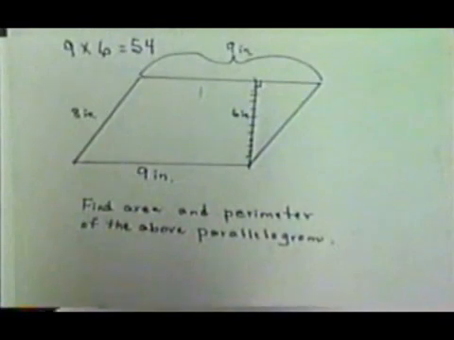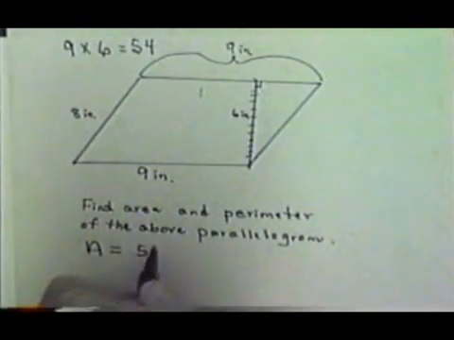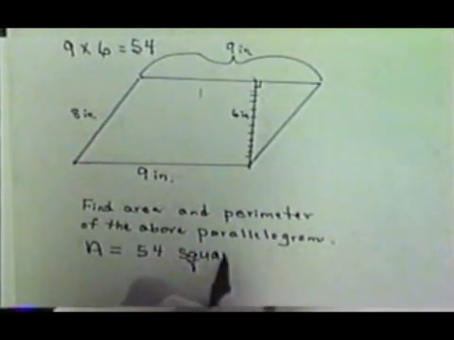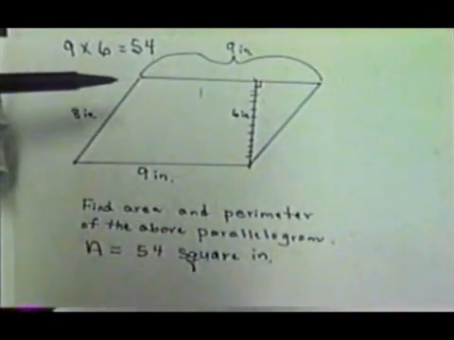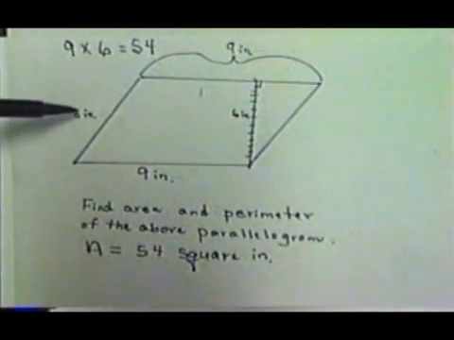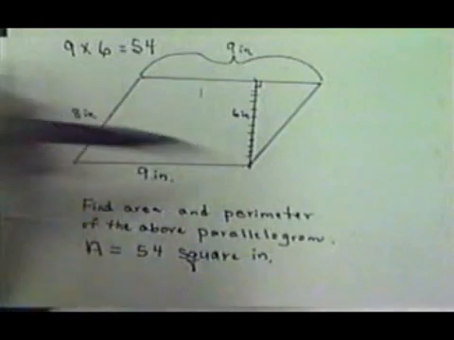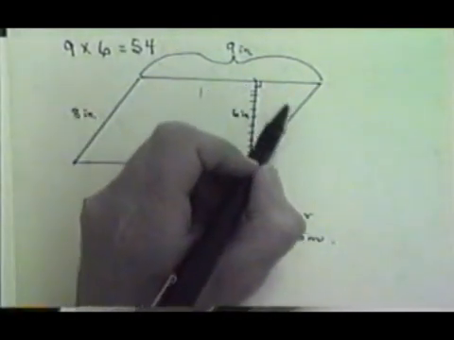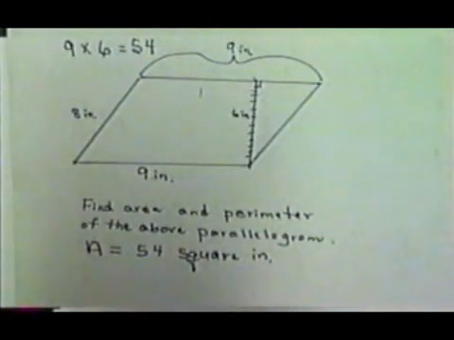And that would be my area, but it would be 54 square inches. What that means is, if this was really 8 inches and this was 9 inches and this was 6 inches, and I drew in little inch squares inside of here, there would be 54 of them. So the area is talking about the inside of the figure.